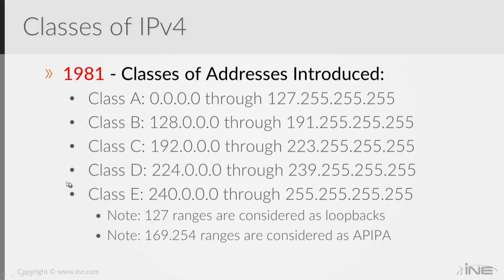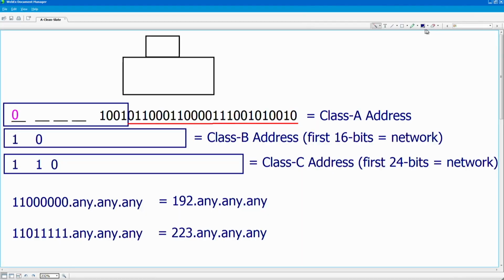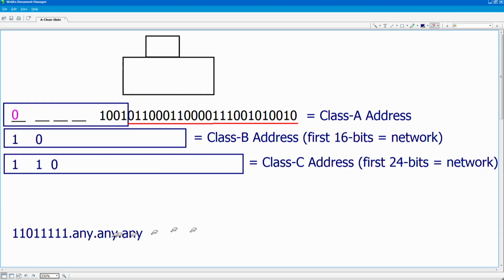Class D networks, this is reserved for multicast. So if I've got that situation where one sender, one transmitter is sending a single stream of data that multiple devices are going to pick up, and I don't want it to be for everyone, it's not a broadcast, it's a multicast, then you would use an address in the class D space. And the way you would recognize that in binary, and you see the pattern right here, are the first 4 bits.